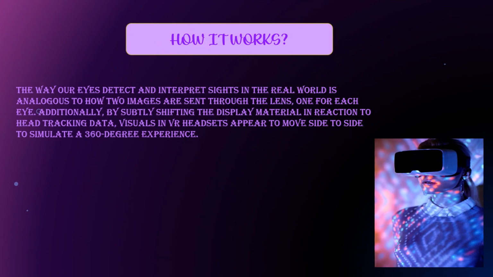The next part is how it works. The way our eyes detect and interpret sights in the real world is analogous to how two images are sent through the lens, one for each eye. Additionally, by subtly shifting the display material in reaction to head tracking data, visuals in VR headsets appear to move side to side to simulate a 360 experience.